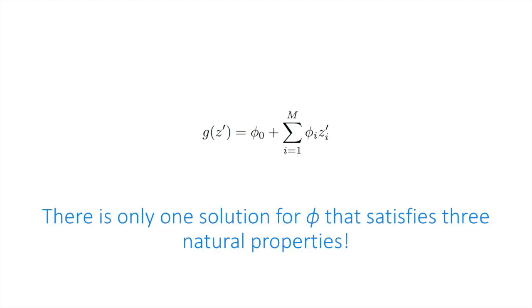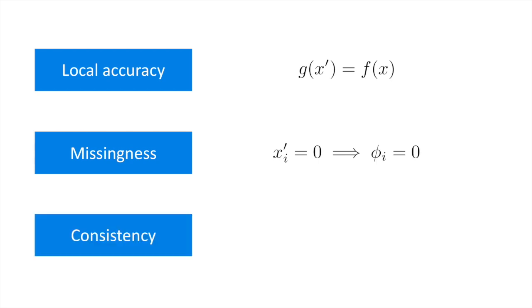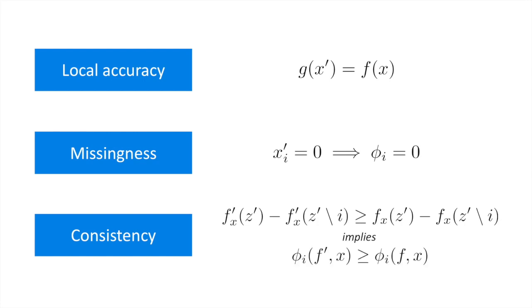This implies that there is only one possible way to choose the weights of the linear model while maintaining three natural properties: local accuracy, which means the output of the explanation model matches the original model for the prediction being explained; missingness, which means a simplified input of zero corresponds to toggling a feature off; and consistency, which says that if toggling a feature off in one model always makes a bigger difference than in another model, then the importance should be greater in the first model than in the second.